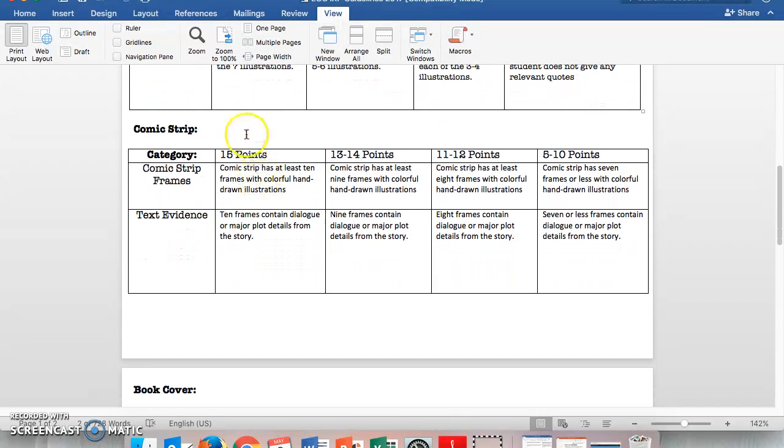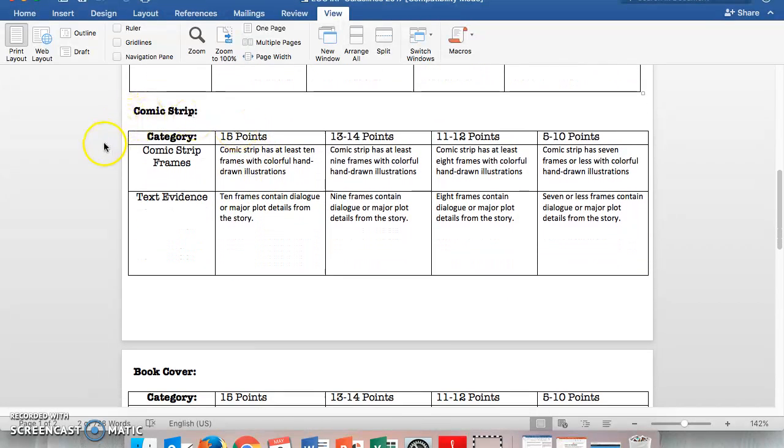All right, now that you've made that adjustment, let's look at the comic strip rubric. So again, you're being scored on 2 major categories. The first one being the comic strip frames, the second being your text evidence. So let's look at your comic strip frames.